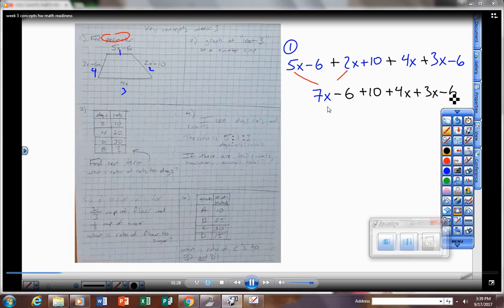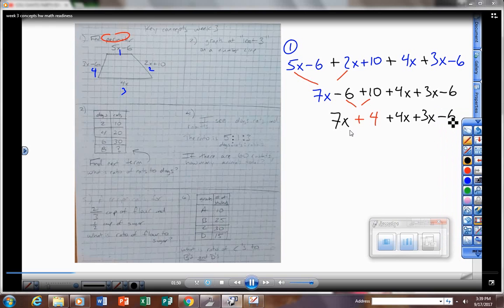Still going left to right. I'm going to leave 7x minus 6 alone and combine the two plain numbers, negative 6 plus 10. Find the difference. Keep the sign of the bigger number. So 6 negatives with 10 positives cancel away and give me positive 4, bringing everything else down.